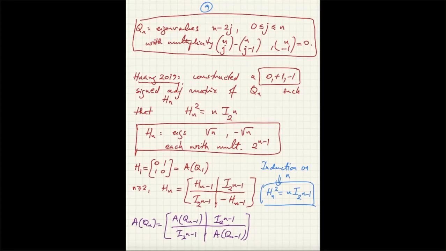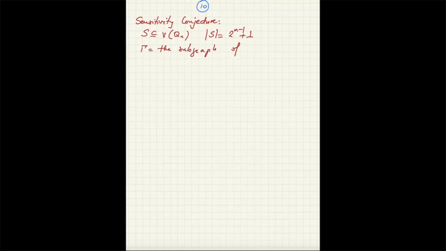Okay. So now we have this signed adjacency matrix. So coming back to the sensitivity conjecture, let's say S is a subset of Q_n, with cardinality of S equal to 2^(n-1) plus 1. Now, let's say Gamma is the subgraph of Q_n induced by S.